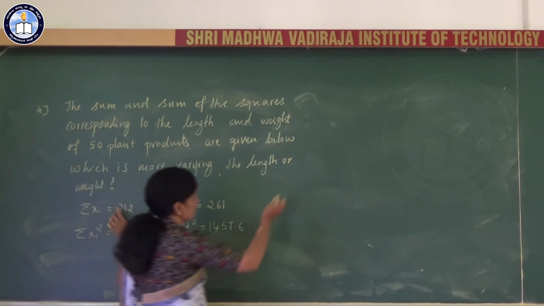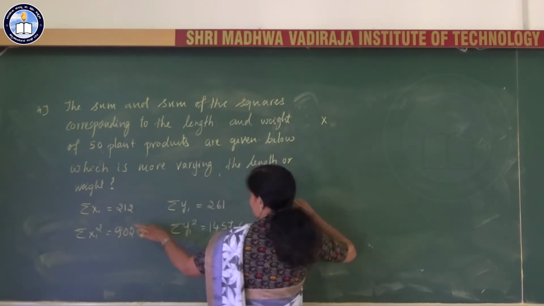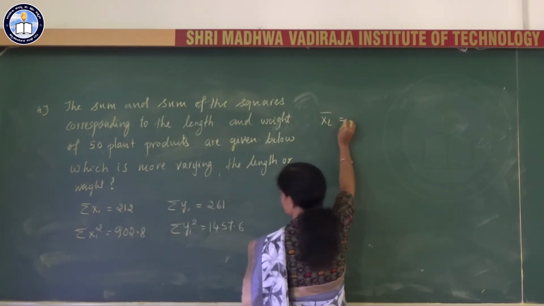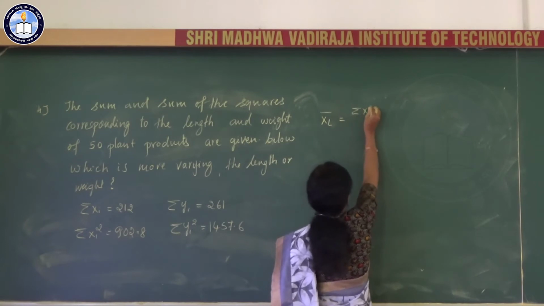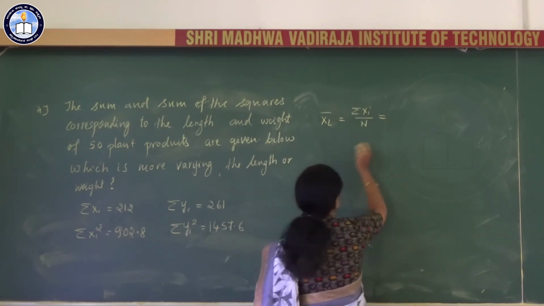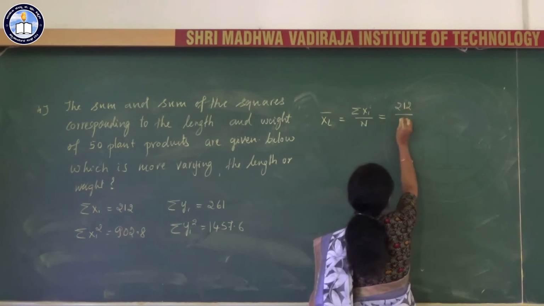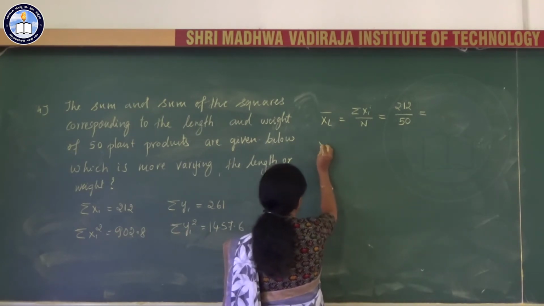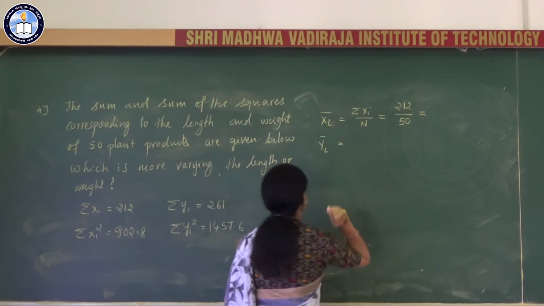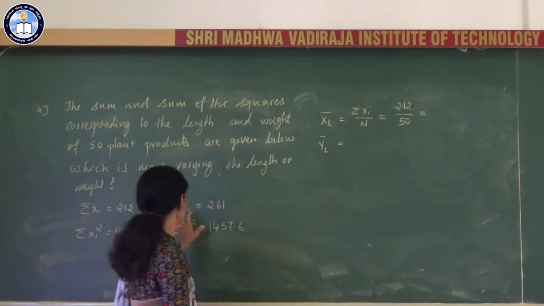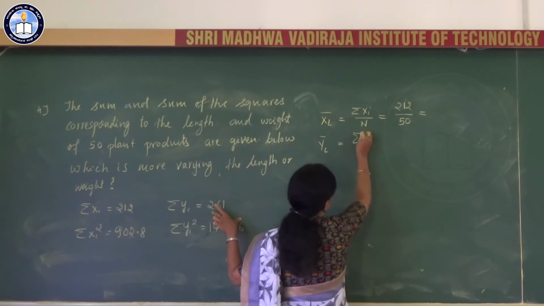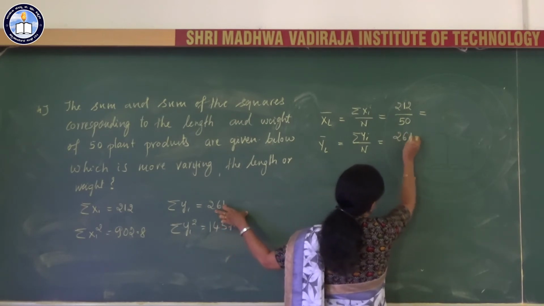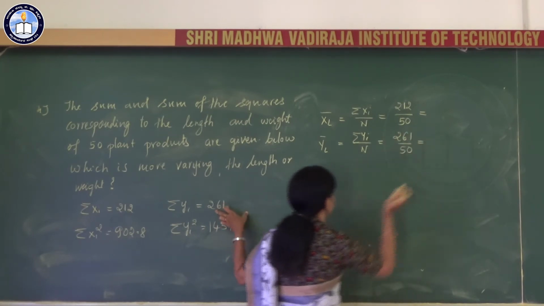So first you must find the mean of xi, which is corresponding to the length. Mean of L is equal to sigma xi divided by n. So what is sigma xi? 212 divided by, so number of plants is equal to 50. You must calculate it. And then you must calculate the mean of the weight of the plant products, that's equal to sigma yi divided by n. What is sigma yi? So that is equal to 261 divided by 50. Use the calculator to find this.